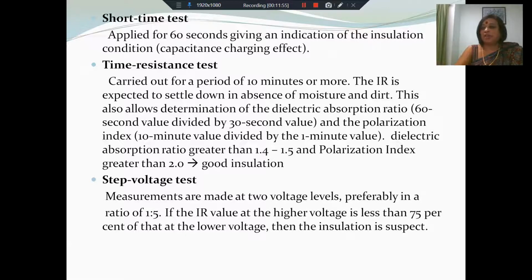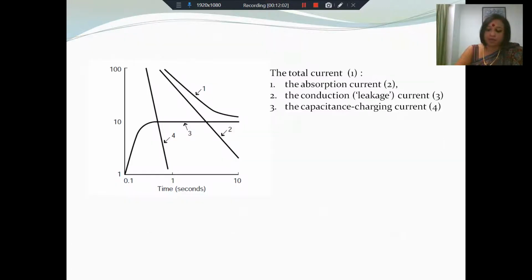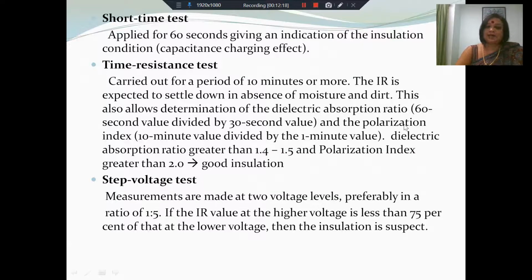If you have very large molecules, large polymers, it takes a longer time for the polarization current to settle down. So in both cases, these are measurements of the slopes of these currents, which rapidly go down to zero. Both the absorption current and the capacitance charging current are very high at the beginning and rapidly fall to zero. The slope of these plots can be obtained from these ratios, and these ratios are defined as the dielectric absorption ratio and the polarization index.